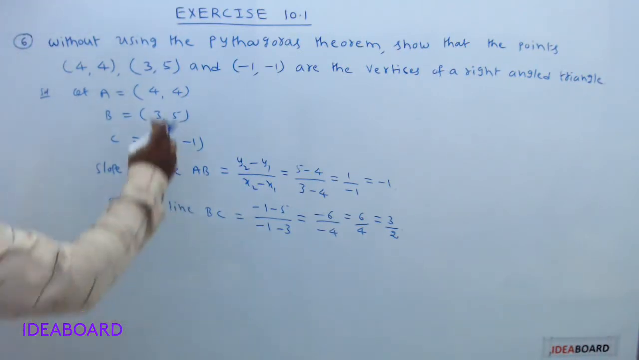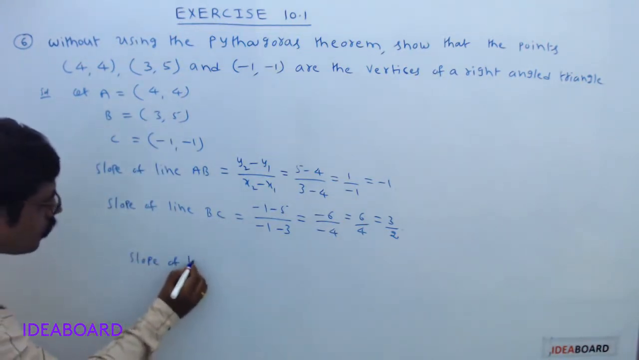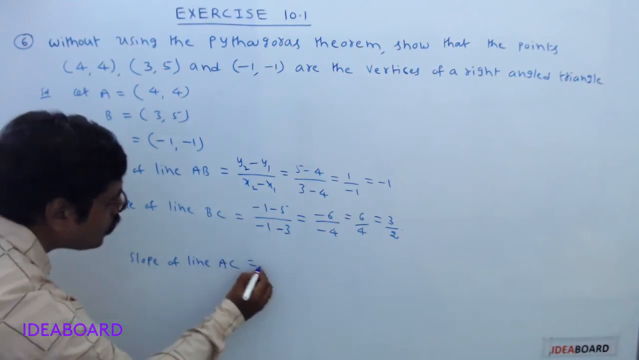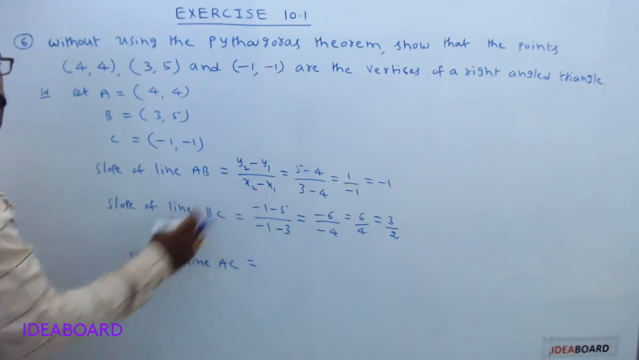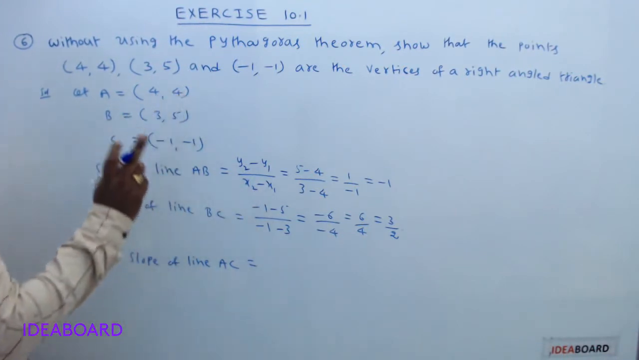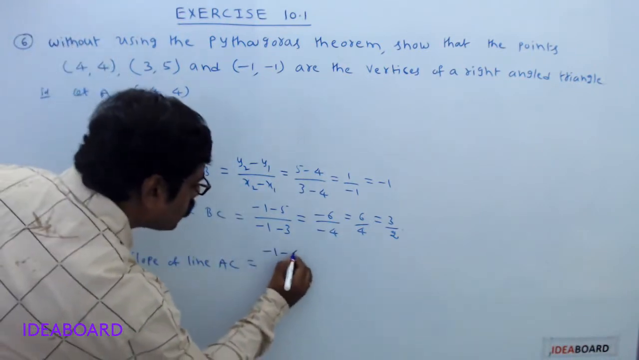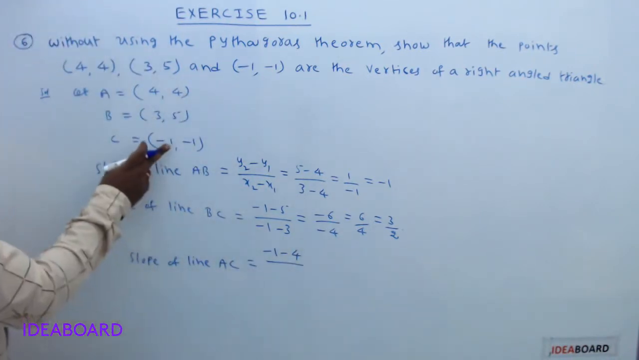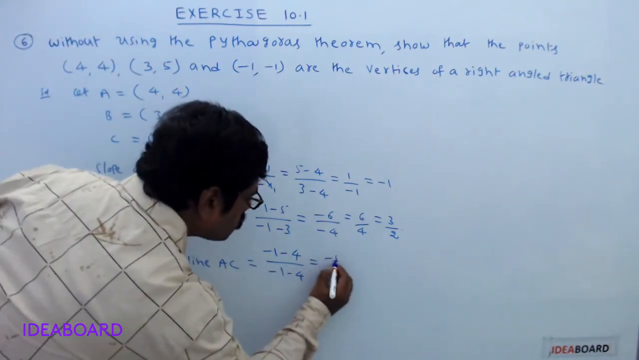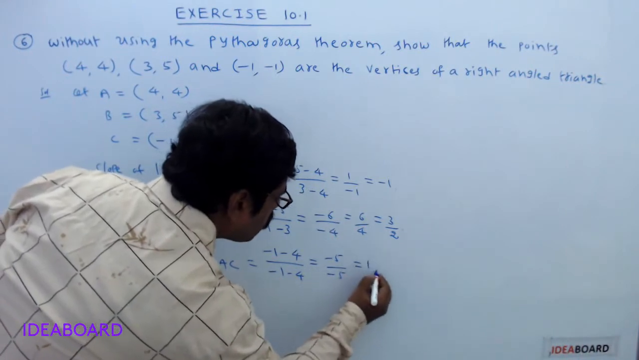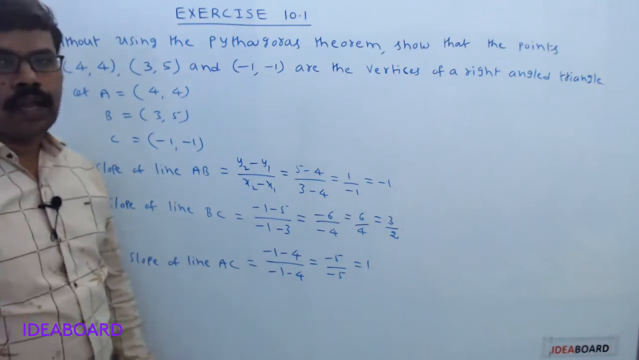Then calculate slope of line AC. Slope of line AC equals to, again on these 2 points you apply this formula: y2 minus y1 divided by x2 minus x1. That is minus 1 minus 4 divided by minus 1 minus 4. So minus 5 divided by minus 5, it will be 1. So slope of line AC is 1.